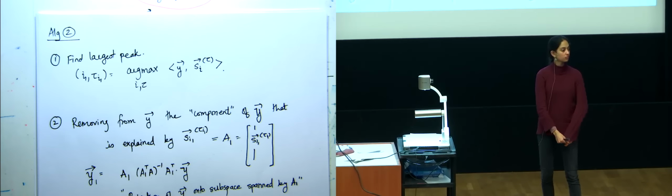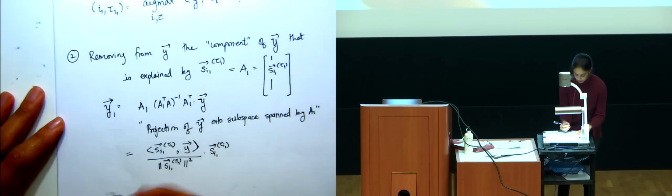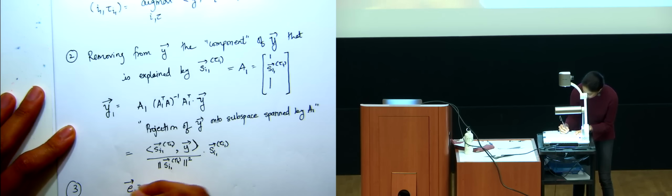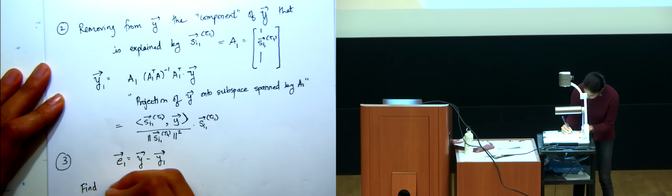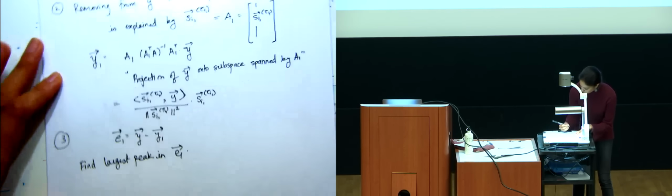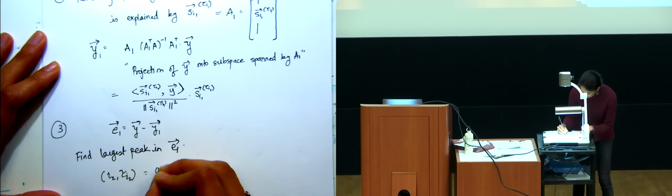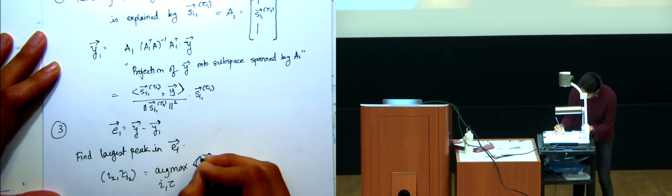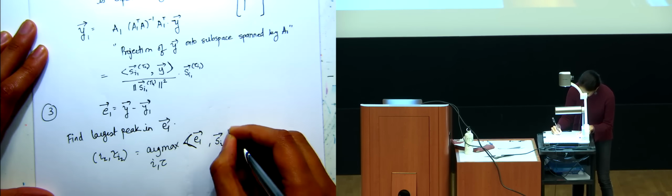Okay, other questions? Okay, so we've done this. Now we're going to come back and set E1 equal to y minus y1, and find the largest peak in E1. So I2, tau I2 is basically the argmax over i and tau of the inner product of E1 with S_{i,tau}.